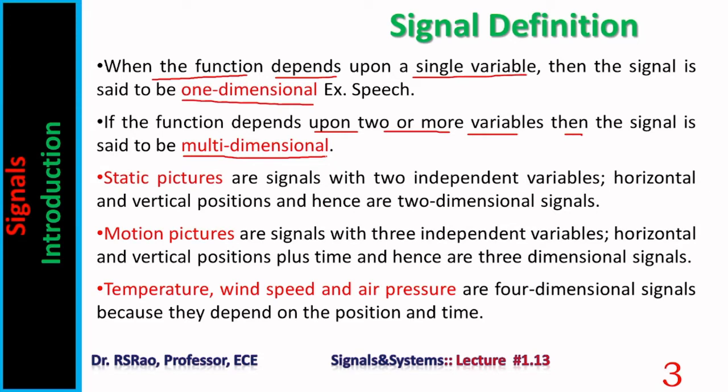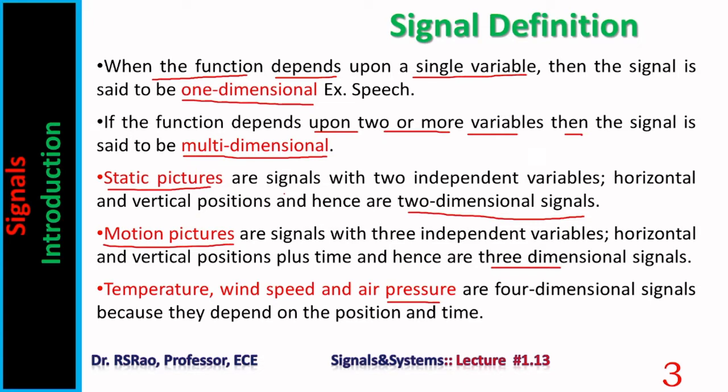Some examples of multi-dimensional signals are given here. Static pictures. These are examples for two-dimensional signals. Motion pictures. These are examples for three-dimensional signals. Temperature, wind speed, air pressure, etc. at a point in space. These are examples for four-dimensional signals.